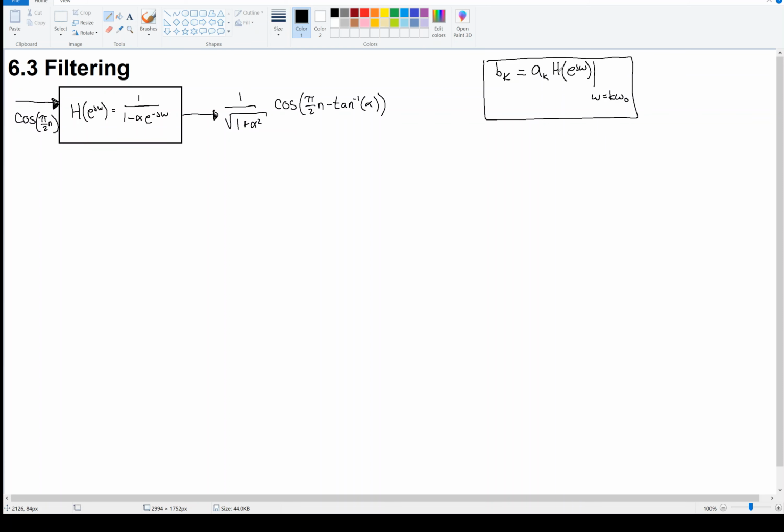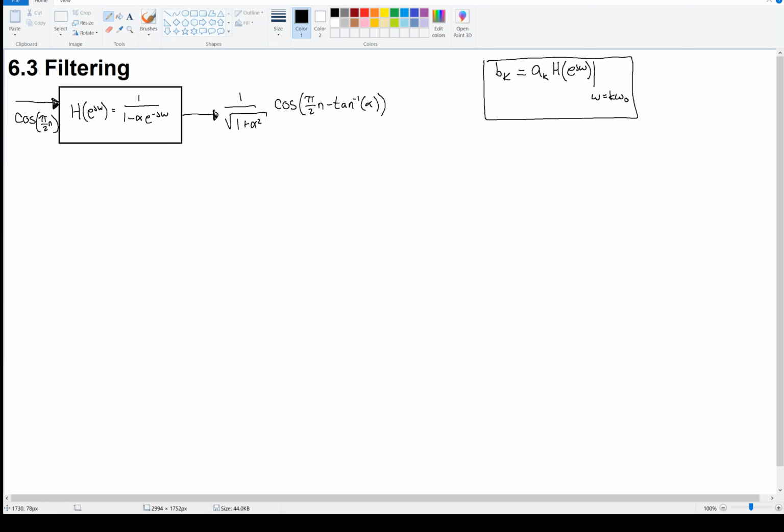You see, if capital H is 0 at some frequencies, then those frequencies are unable to get to the output. Thus, we call that filtering. And they don't have to be exactly 0. We can attenuate some frequencies, meaning maybe they pass through the system, but there's less of that harmonic component than at the input. Or we can amplify some frequencies, meaning there's more of that harmonic component than there was at the input.